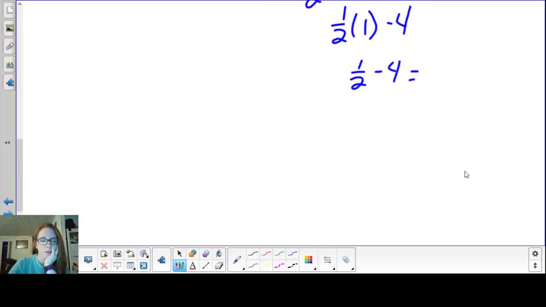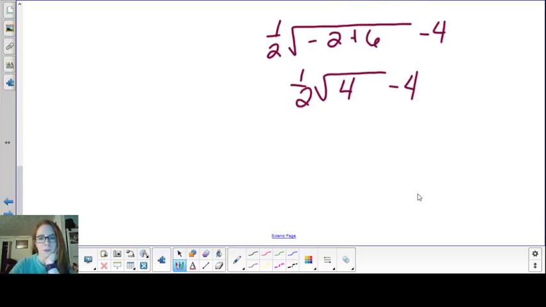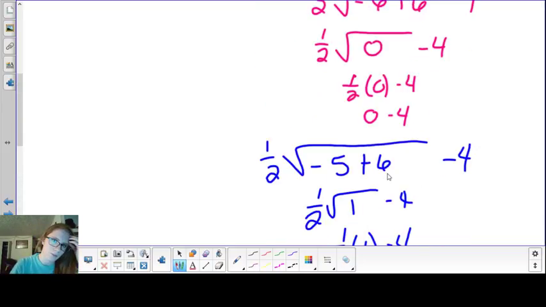Alright, last one on here is we have negative 2. Negative 2 plus 6 is a 4. Square root of 4 is 2. 2 times 1/2 is 1. And 1 minus 4 is a negative 3.